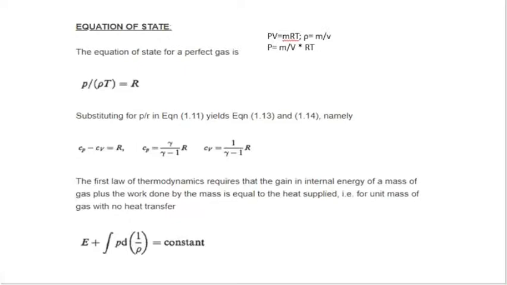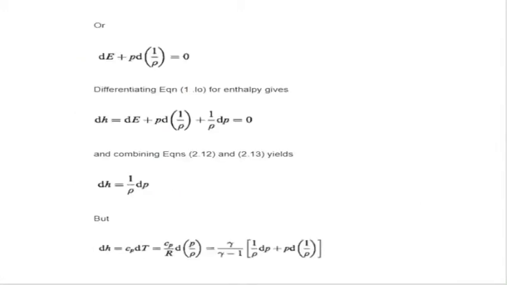Now we are taking a unit mass of gas with no heat transfer, that is known as adiabatic, as I said before. So you will get the total energy E plus the integral. Why are we taking the integral? As we are calculating for the whole path. So the integral of P d of 1 by rho is equal to a constant. Or you can write it in differential form also. In this slide you can see dE plus P d of 1 by rho is equal to 0.